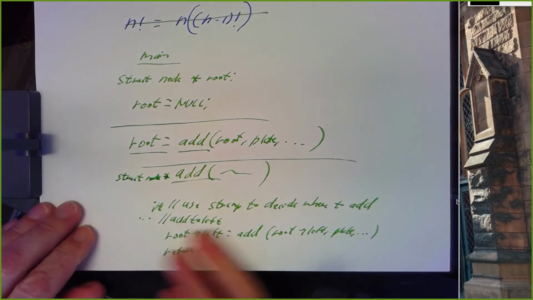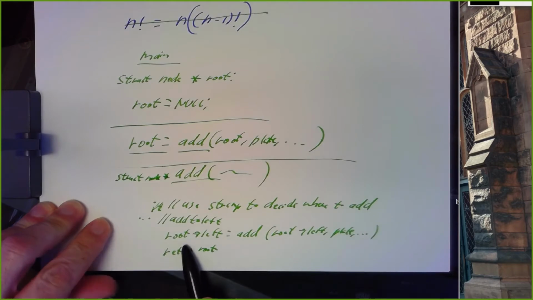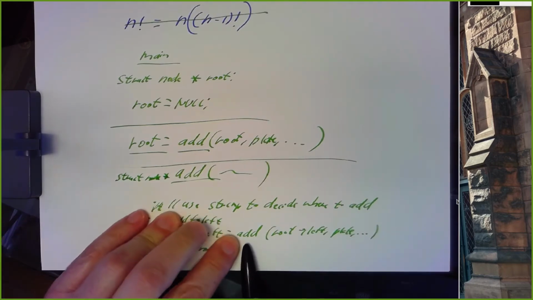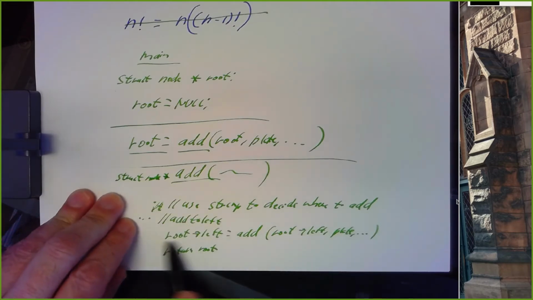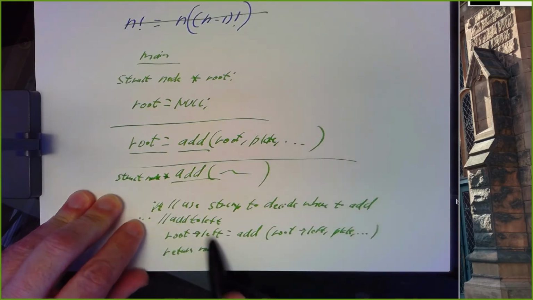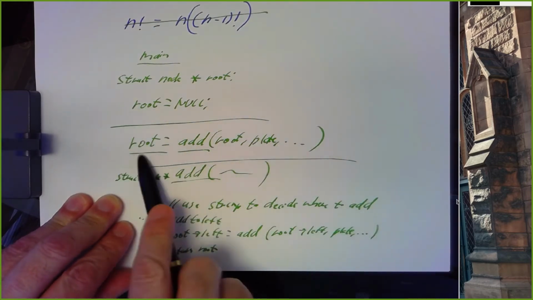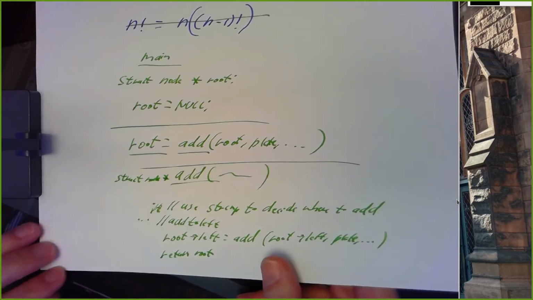And use string compare to see if you should add to the left or the right, and to add to the left or the right, call the add function on the left or right subtree, add your data, but then set the left or right subtree of your root to the return from add, right? That's doing the same thing as in main when you say root equals add. It gets you from the case of an empty tree to a non-empty tree.